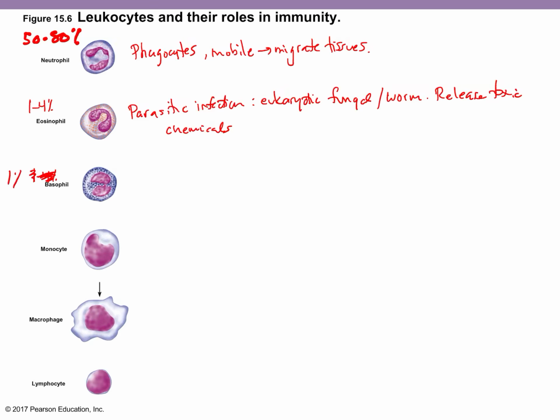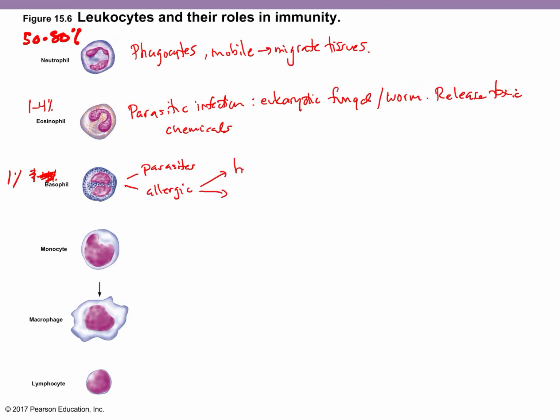Basophils are also very few, not 1 to 4%, 1%. They're not phagocytic, and they are also kind of like eosinophils. They can attack parasites by releasing those toxic substances. But they have a role in allergy. They're actually the cells that are contributing, for the most part, to your allergic reactions.